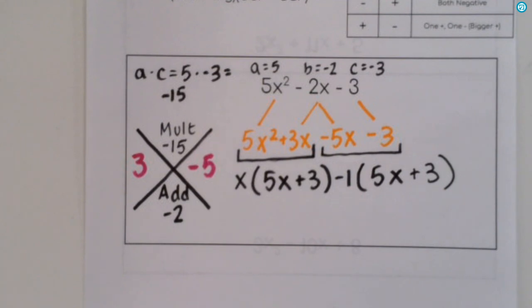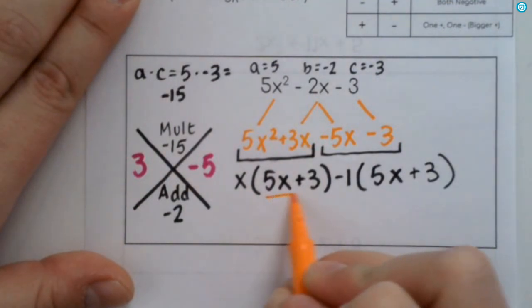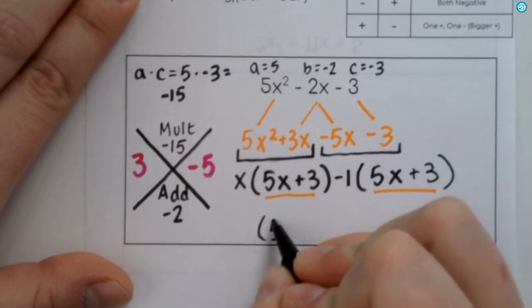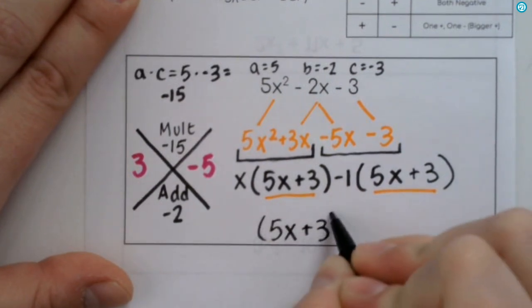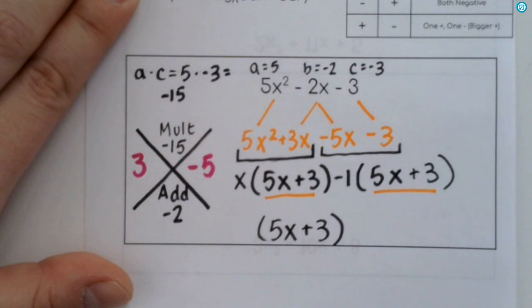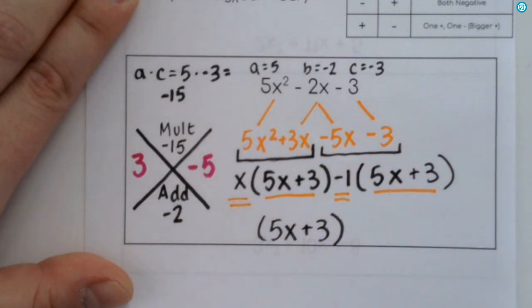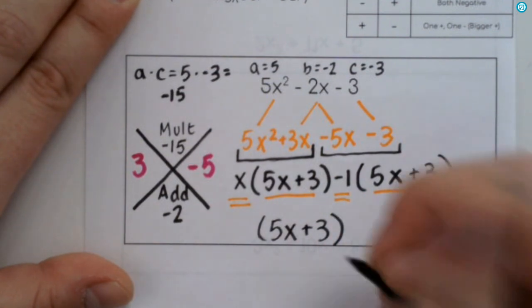This is the last piece of this unit. So does it make sense that this is the hardest one? Okay, so then from here, see how these guys match? That's going to come out first, 5x plus 3. And then my other piece is my GCF, which is x, and my other GCF, which is negative 1. So x minus 1.